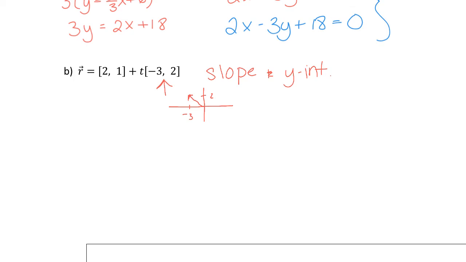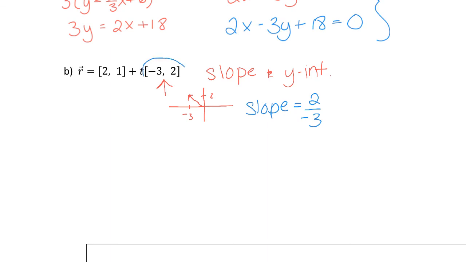So when I take a look at that line with that direction vector, I can see that the slope, remember, is equal to rise over run. So my rise here is 2 and my run is negative 3. So my slope for this line with this direction vector is actually 2 over negative 3.